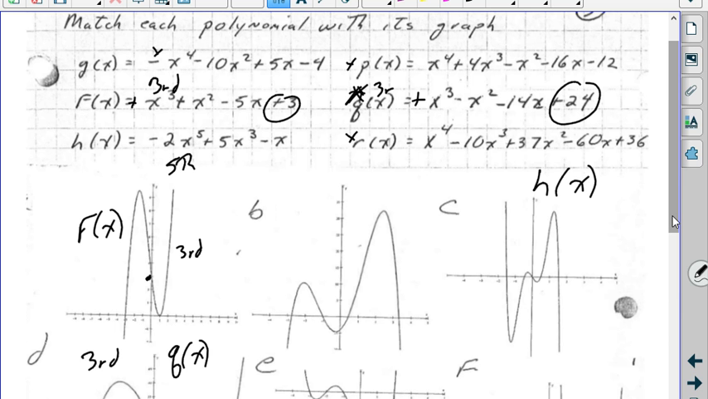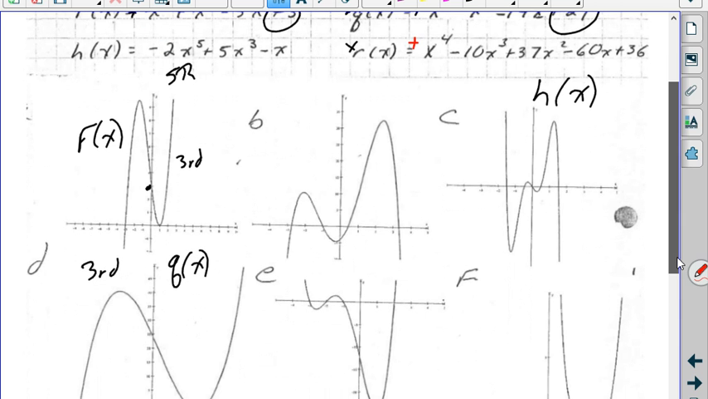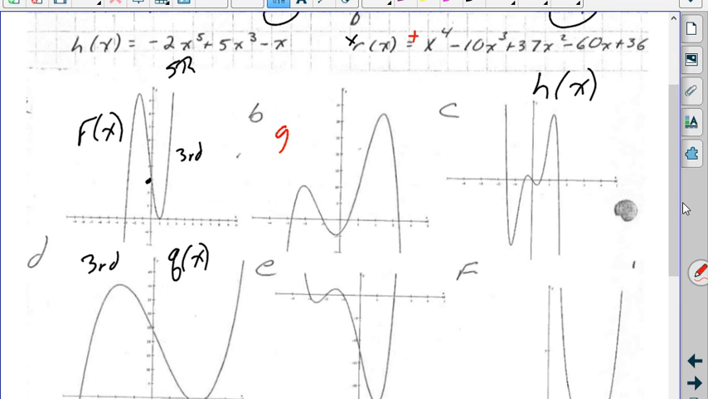Looking at our fourth degree functions, black, we have a negative leading coefficient, a positive leading coefficient, and a positive leading coefficient. So I'm going to look at a fourth degree function that starts in third, ends in fourth. That's B here. The other ones start in 2, end in 1, and start in 2, end in 1.